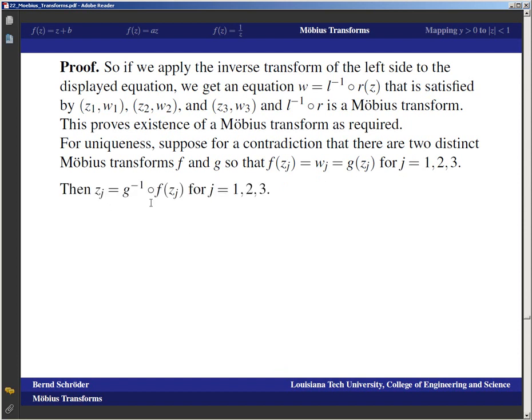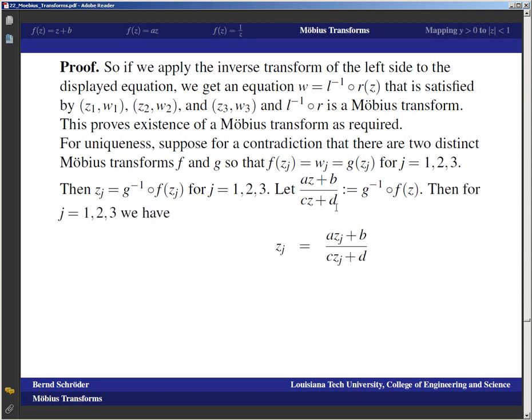Well, then zj is g inverse composed with f of zj for j equals 1, 2, 3. Sure, you just apply f inverse to this equation. And g inverse composed with f, of course, is a Moebius transform, so I could call this thing az plus b over cz plus d.